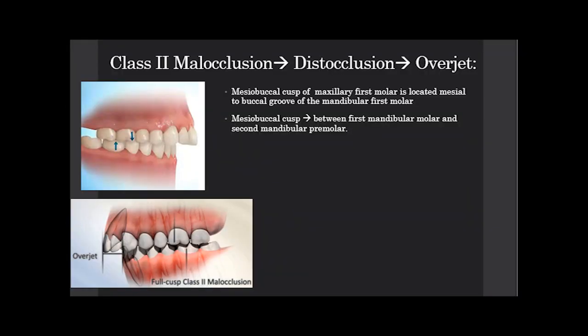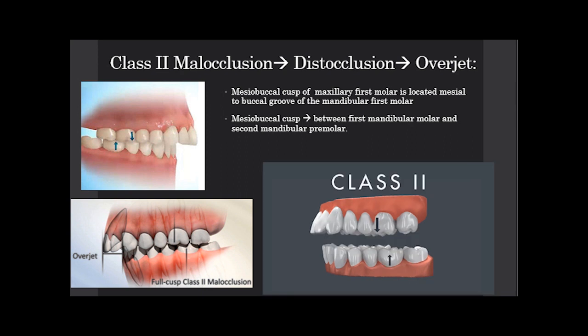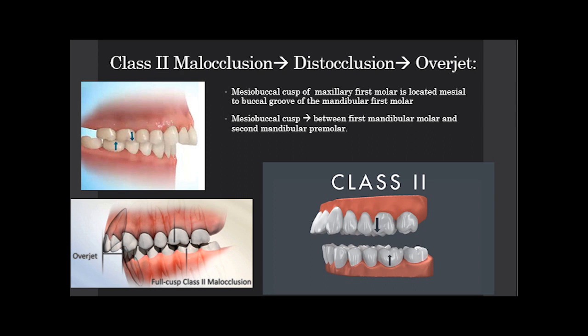Class 2 malocclusion, also known as distocclusion or overjet, is when the mesiobuccal cusp of the maxillary first molar is located mesial to the buccal groove of the mandibular first molar. As a result, the mesiobuccal cusp usually sits between the first mandibular molar and the second mandibular premolar.